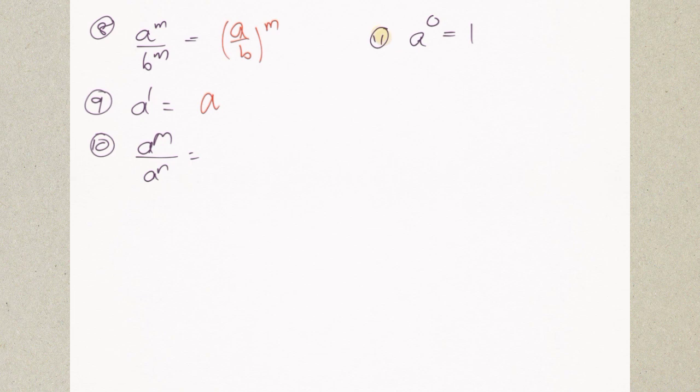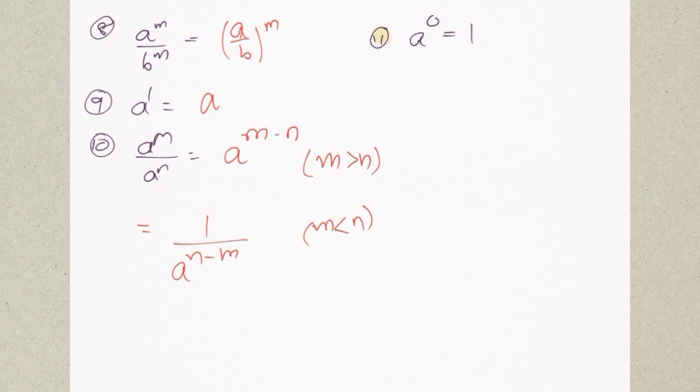Now a power m by a power n is a power m minus n when m is greater than n. Now again, if m is lesser than n, then it is 1 by a power n minus m. Understood? So this is the thing which you should remember.